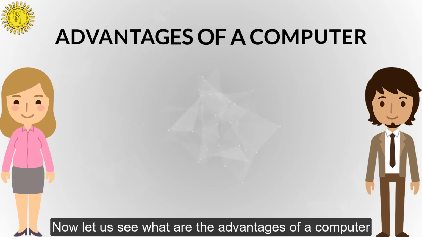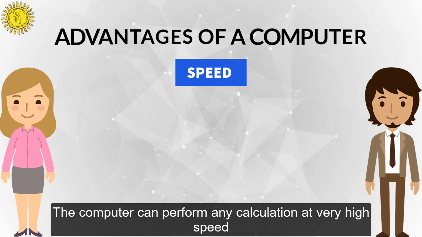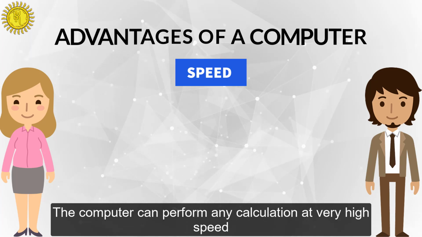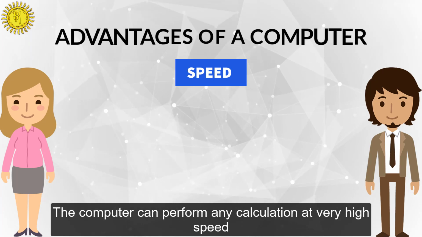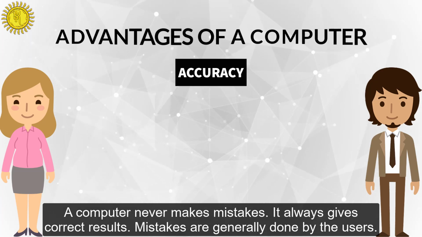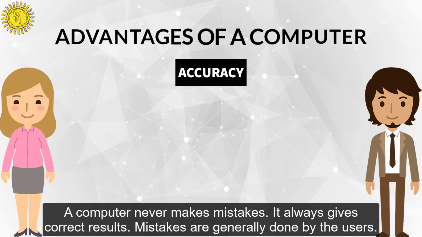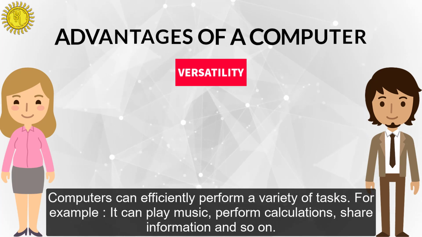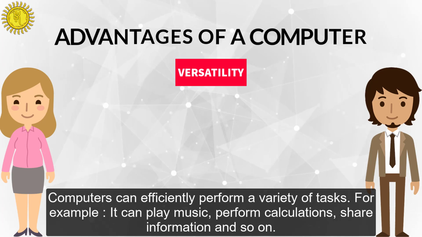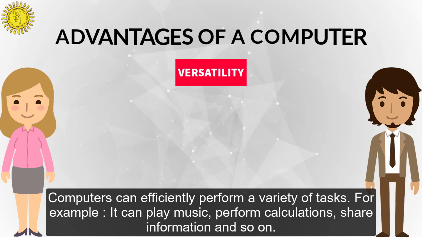Now let us see what are the advantages of a computer. Speed. The computer can perform any calculation at a very high speed. Accuracy. A computer never makes mistakes, it always gives correct results. Mistakes are generally made by the users. Versatility. Computers can efficiently perform a variety of tasks. For example, it can play music, perform calculations, share information, and so on.